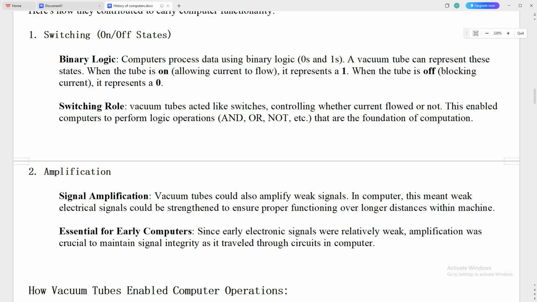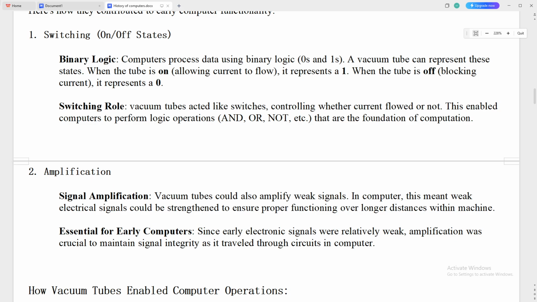Now the second thing is the switching role. Vacuum tubes act like switches, controlling whether current flows or not. This enables computers to perform logic operations, for example AND, OR, NOT, and these functions are the foundation of computation, as we all know.